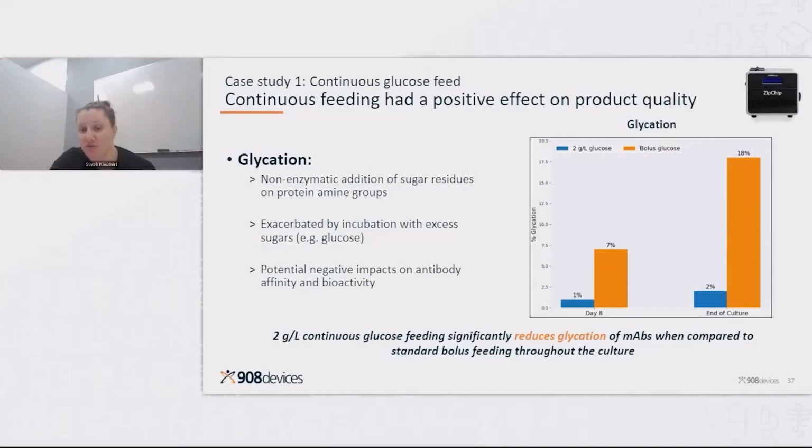And then all the way through the end of the culture, you're not getting that increase in percent glycation that you can see in the bolus feed. You're having a very small percentage that's very consistent throughout the entire duration of the culture. So again, just to reiterate, the 2 gram per liter continuous glucose feed significantly reduces the glycation, and we consider that a huge success in terms of having a positive effect on protein quality.